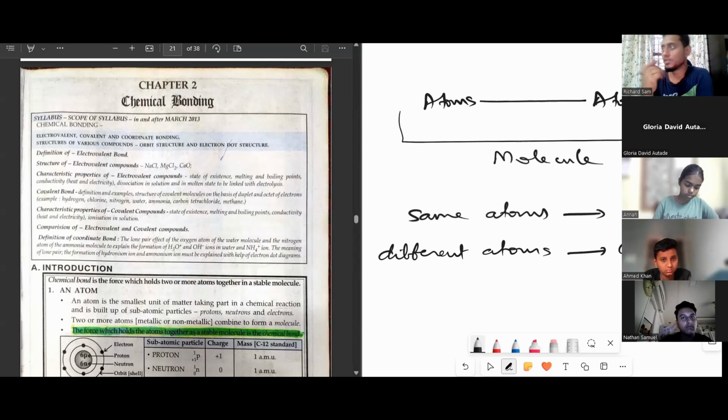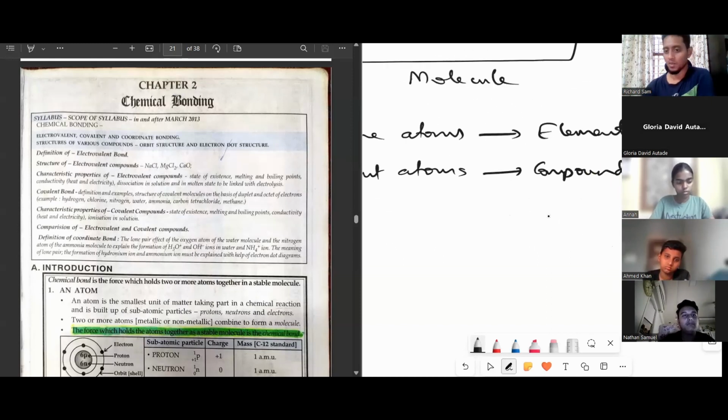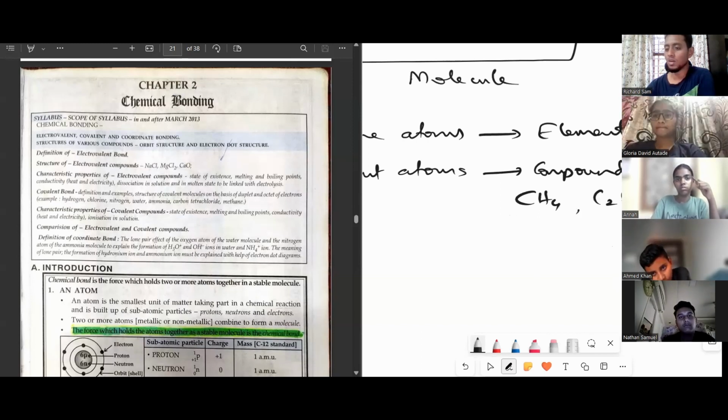What if carbon joins with hydrogen? Do you know what you get? Actually, you get thousands of different compounds because it depends on how many carbons join with how many hydrogens. For example, one carbon can join with four hydrogens, CH4, or two carbons can join with six hydrogens, or two carbons can join with four hydrogens, or two carbons can join with two hydrogens. See, there are so many possible options for compounds to form.